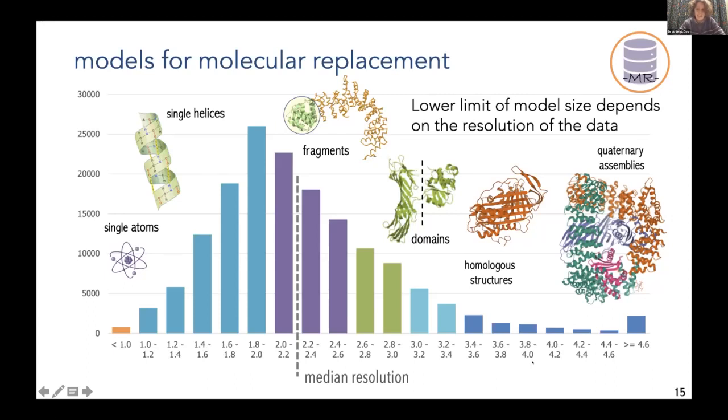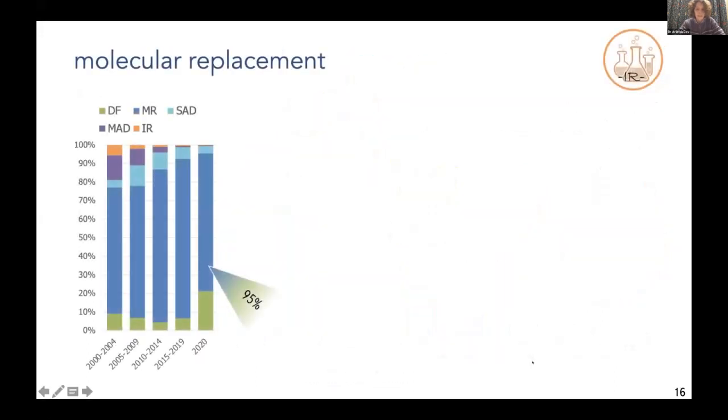But basically it means that a large proportion of the structures in the PDB are amenable to these techniques that use small secondary structure elements, so single helices or fragments or domains and so on. And that's really been the power of the technique over recent years. So that's the MR component.